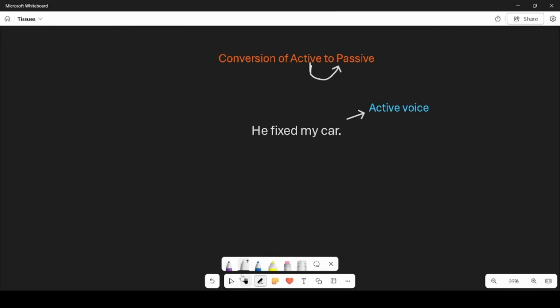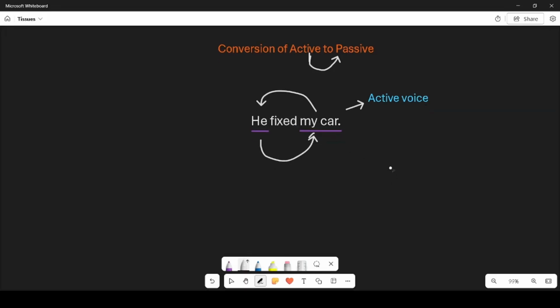Now, he fixed my car. Now to convert into passive voice, I want my car to come to the beginning, and I want the word he to go to the ending. So the word fixed would remain the same. So that's one of the very important rules in converting active to passive. The tense should not change at all.